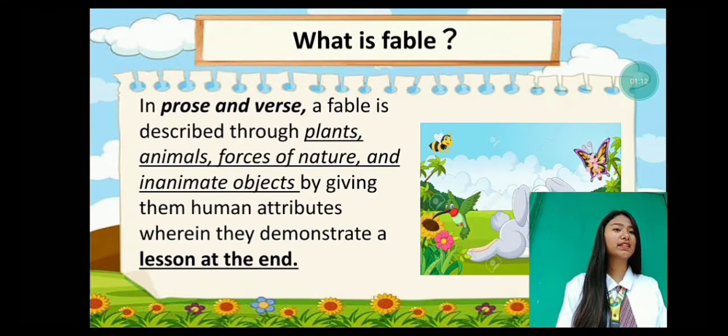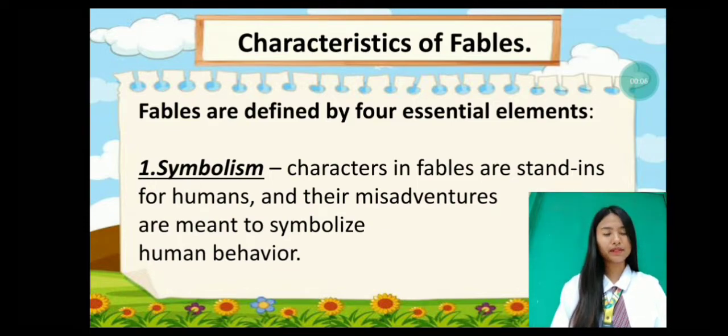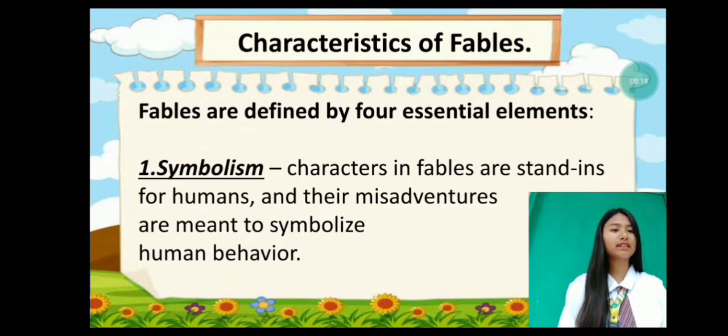Did you understand what a fable means? Very good, you really understand. Let's now move on to the characteristics of fables. Fables are defined by 4 essential elements, and the first element is symbolism. Symbolism means the characters in fables are stand-ins for humans, and their misadventures are meant to symbolize human behavior. So symbolism is the stand-in for human.